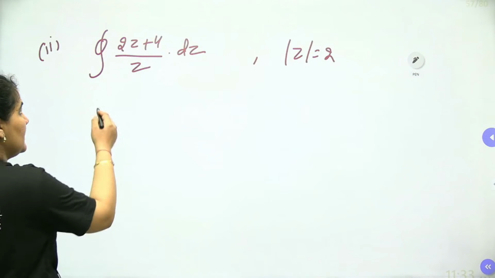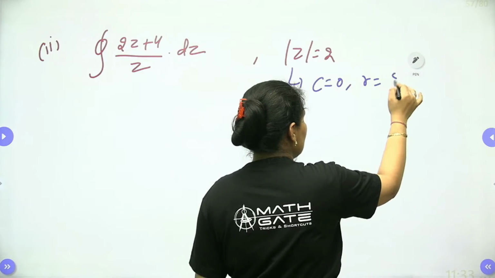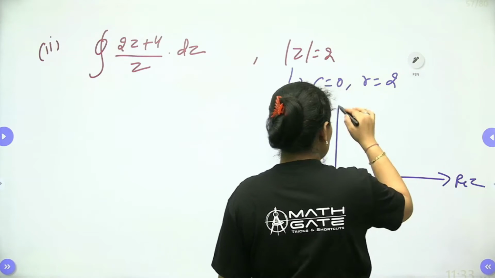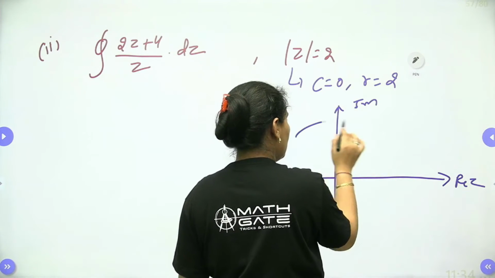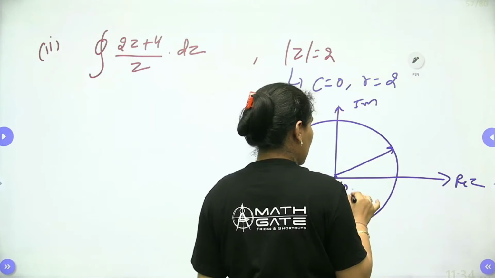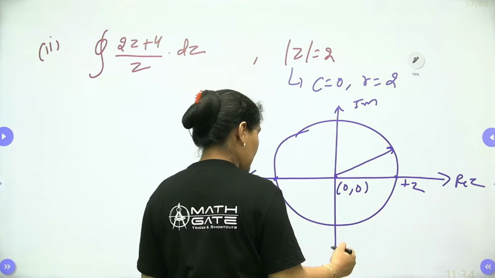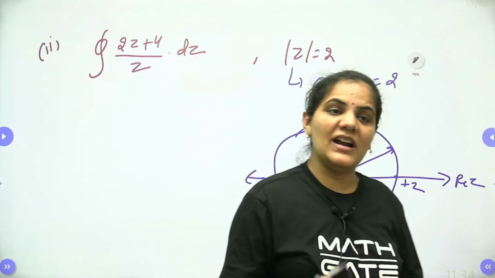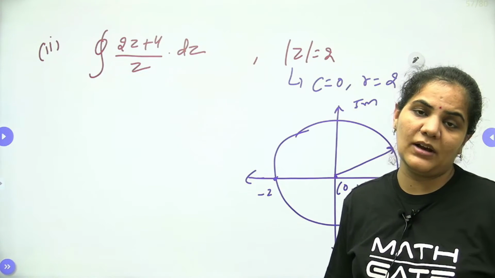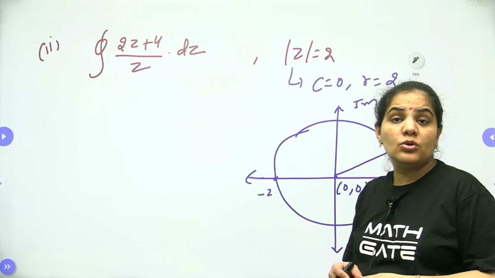First of all, mod z is equals to 2 means the center is equals to 0 and the radius is equals to 2. If we want to make the circle, this is the real axis and this is the imaginary axis. We have to make a circle whose radius is 2 and the center is at 0, 0. So the range will be minus 2 to 2 only, dear students. If the given points are lying between minus 2 and 2, we will approach Cauchy's integral formula. If the points are outside the range, then we will approach Cauchy's integral theorem.